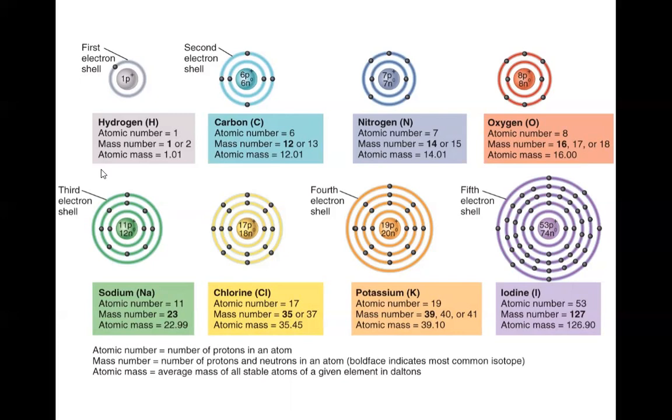Nitrogen, atomic number is 7. 2 in the first, 5 in the outside ring. Is nitrogen happy? No, it would need 3 more. Oxygen, atomic number is 8. 2 in the first ring, 6 in the outside ring. Not satisfied yet. How many more? 2. Okay.